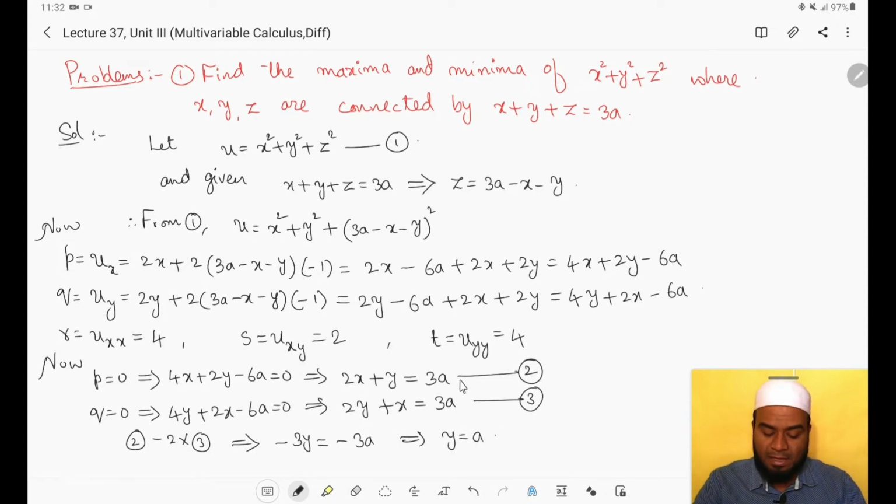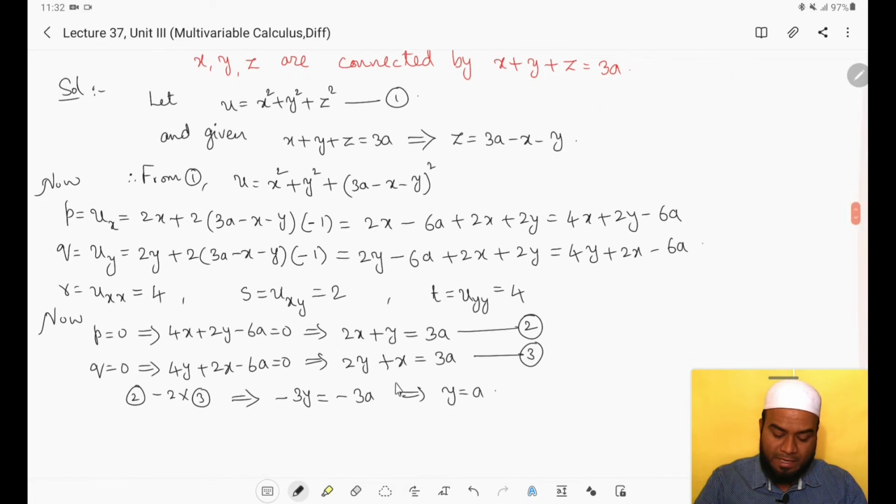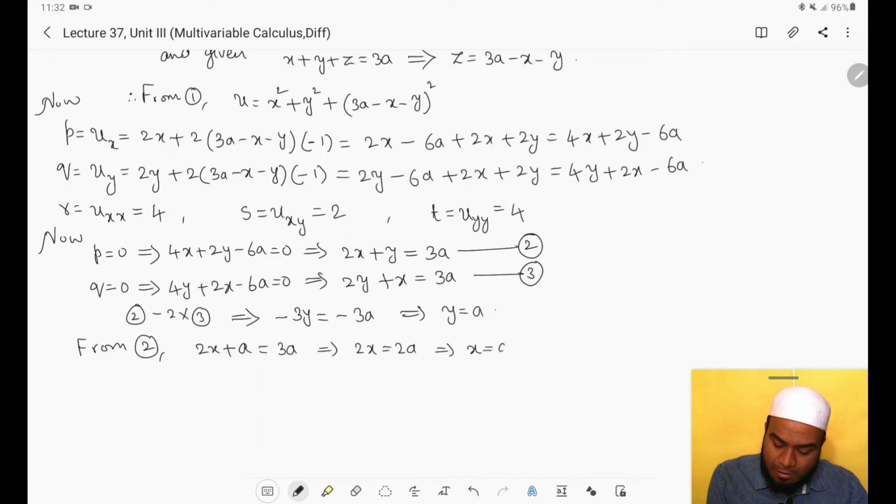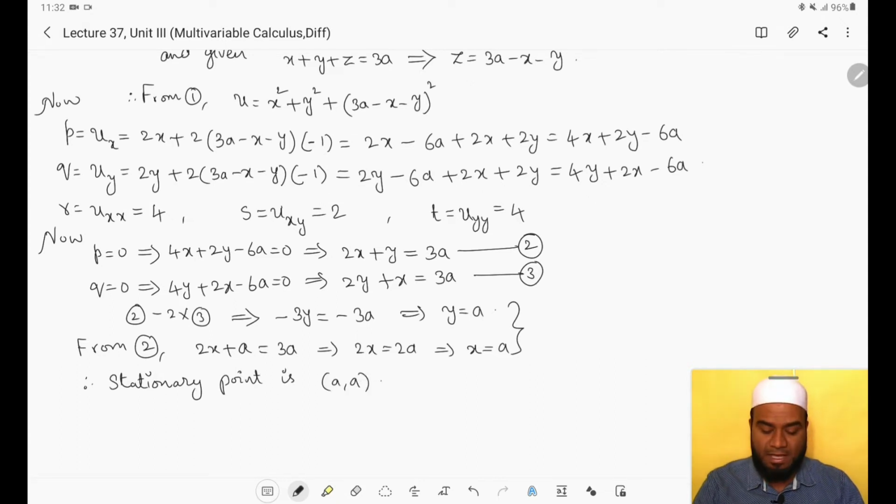When y is a, substitute that in second equation. So from second equation, what we will get, 2x plus y is a now, equals to 3a. Therefore 2x equals to 2a, which implies x equals to a. So the stationary point is, therefore stationary point is a comma a. So we got the stationary point which is a comma a.